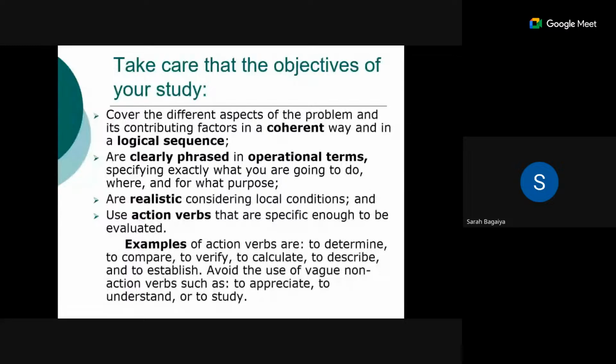to be evaluated. Examples of action verbs are to determine, to compare, to verify, to calculate, to describe, and to establish. Avoid the use of vague non-action verbs such as to appreciate, to understand, or to study. So these will help us ensure that our research is kept in scope.